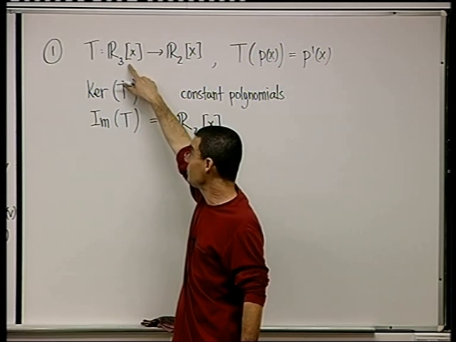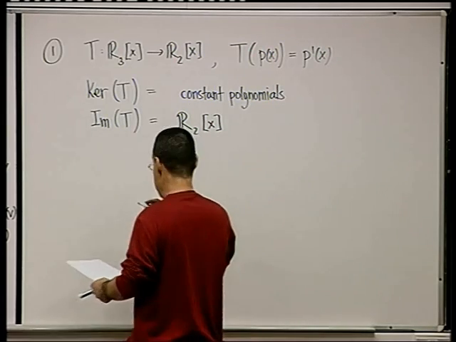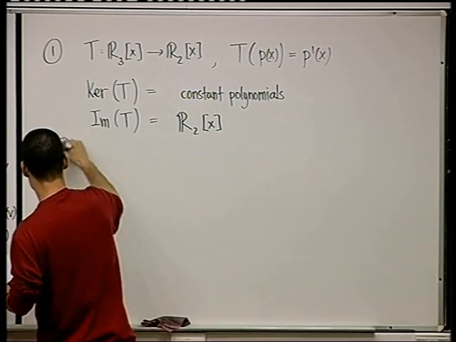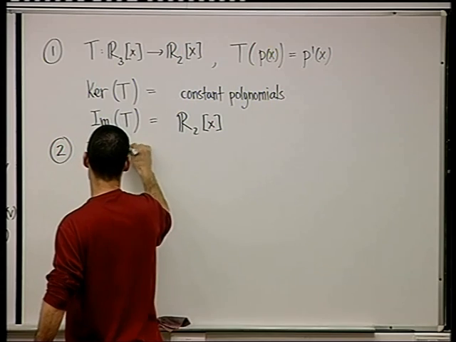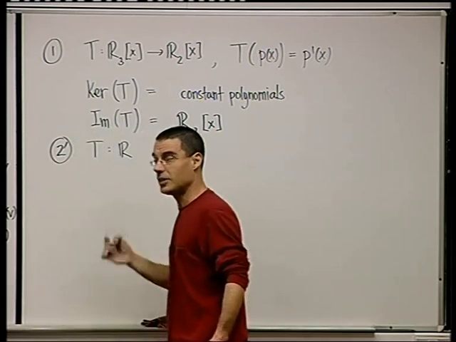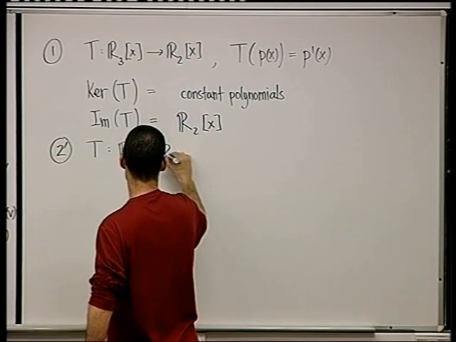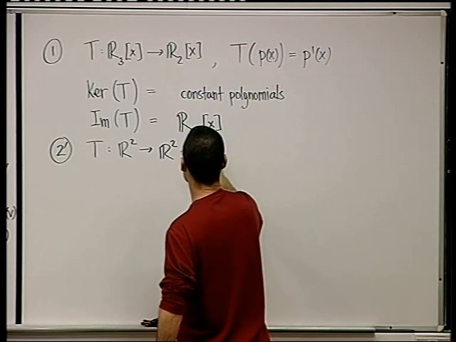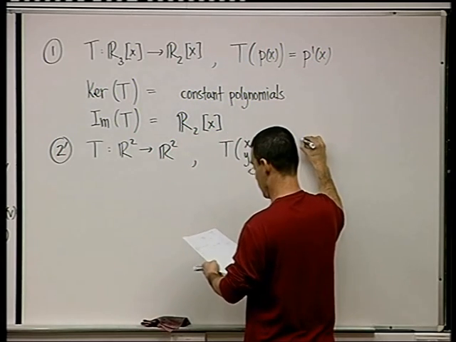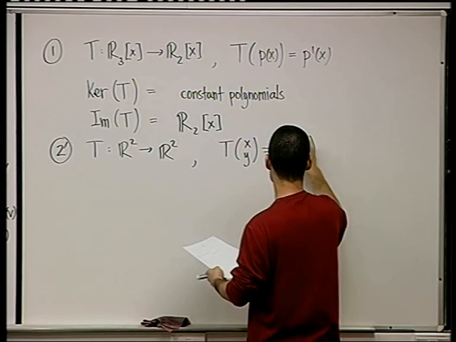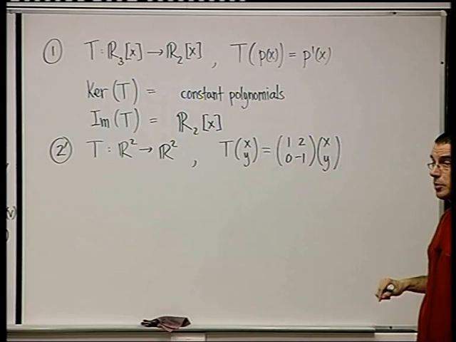Right? This is a space of dimension 4. Okay? Good? Okay. And finally, I'll remind you what example 2 was. Example 2 was, in fact, I'm doing 2 prime, the example of the example, not the general one. It was T from R2 to R2 given by T of a vector equals the matrix 1, 2, 0, negative 1 times that vector. And again, we already verified that this is indeed a linear transformation, okay?